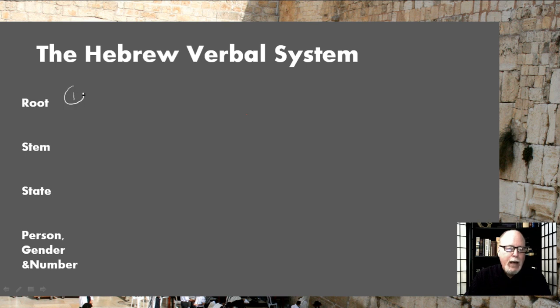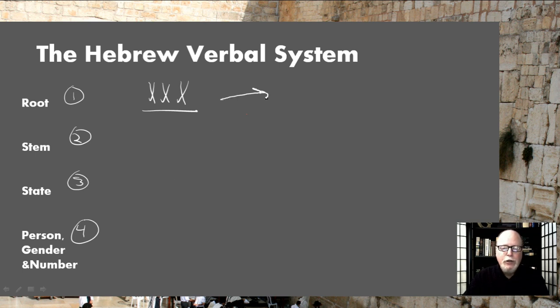Just as a quick reminder, we're talking primarily about the four elements of the root, the stem, the state, and the person, number, and gender. Person, gender, and number, sometimes referred to as just number and gender. The root, we're meaning the three consonants that make up the primary, most basic form of the verb. This is what you will also then look the verb up in the dictionary.